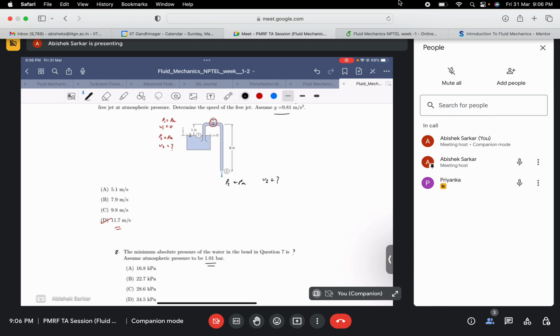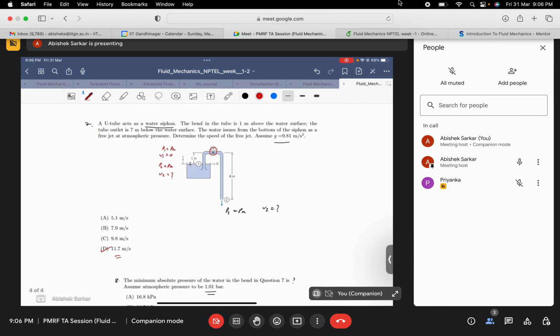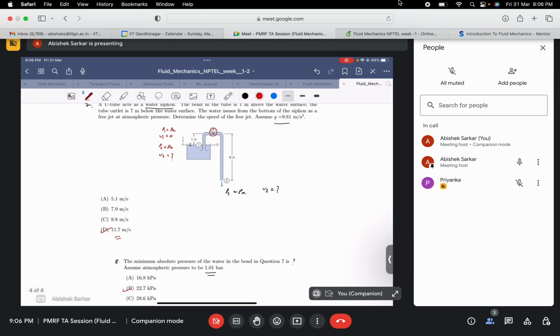Sir, option B. 22.7. Yes. So again, I guess it was very simple. At which 2 points have you applied the Bernoulli's equation? 2 and A. 2 and A. Okay.